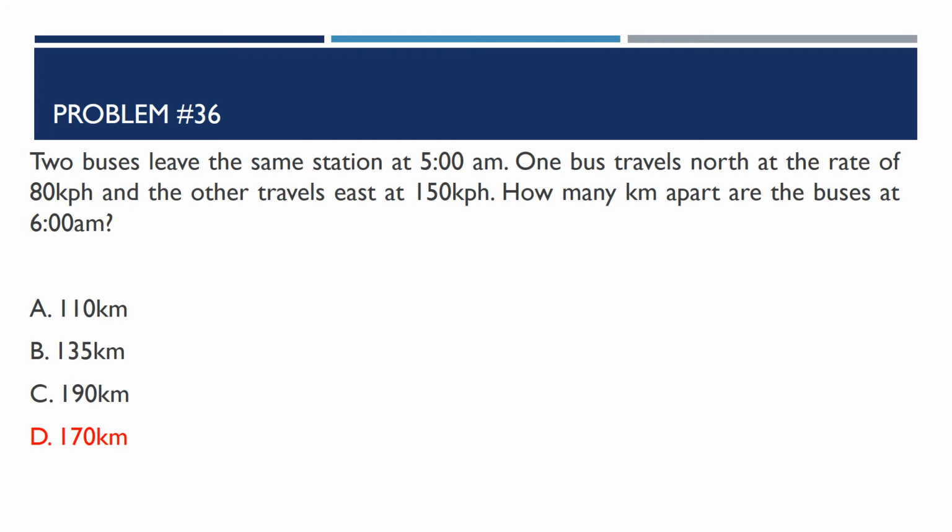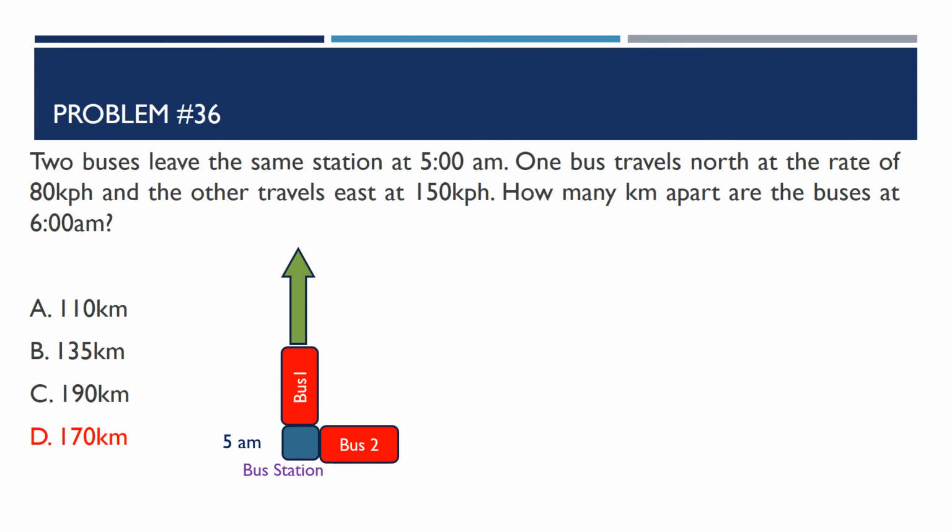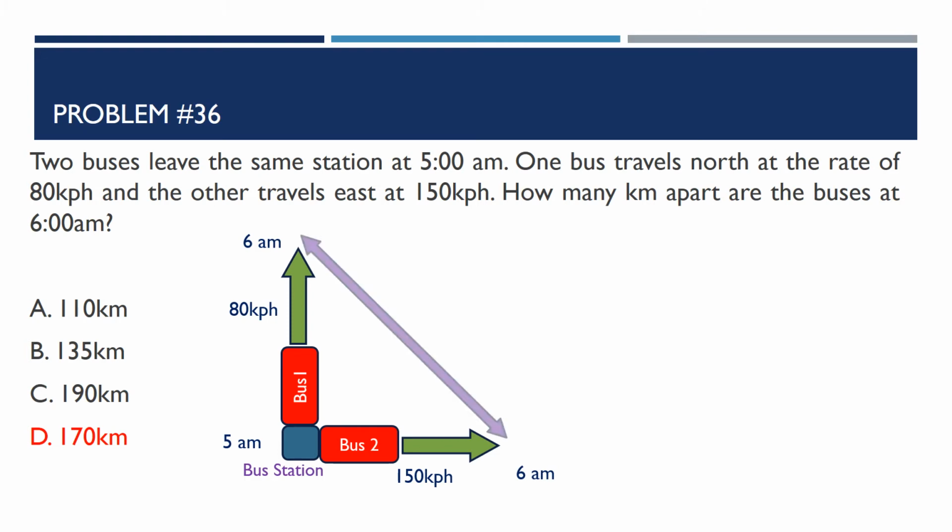So let us illustrate first. This represents the bus station, and bus 1 is going up and bus 2 is going to the right. So the first bus and the second bus left the bus station at exactly 5 a.m. And then bus 1 goes up, going to the north with a speed of 80 kilometers per hour, and bus 2 is going to the east at a speed of 150 kilometers per hour. And at 6 a.m. they are there, and we are looking for this distance.